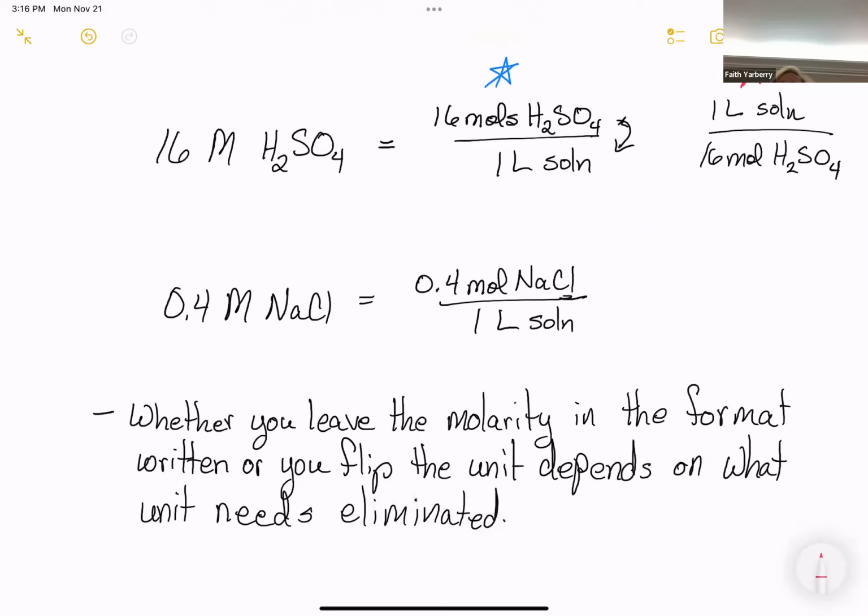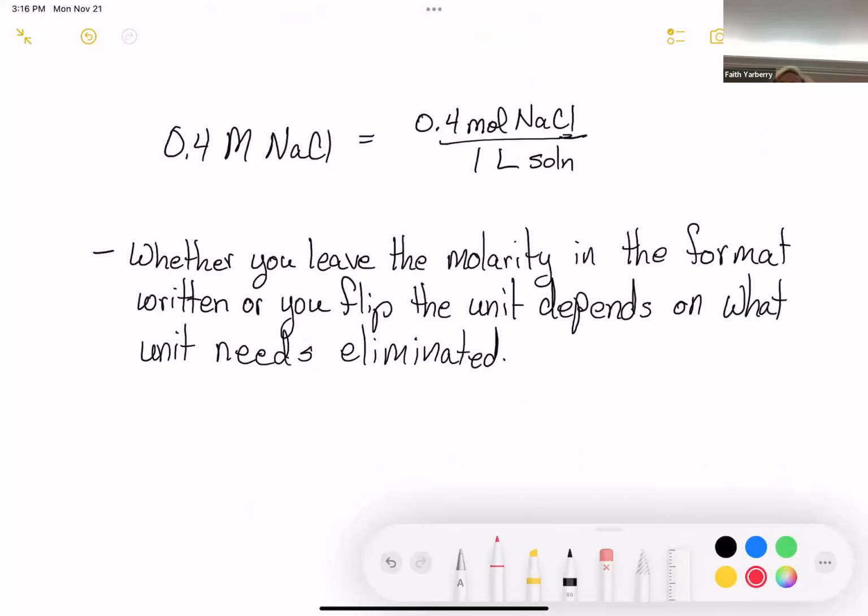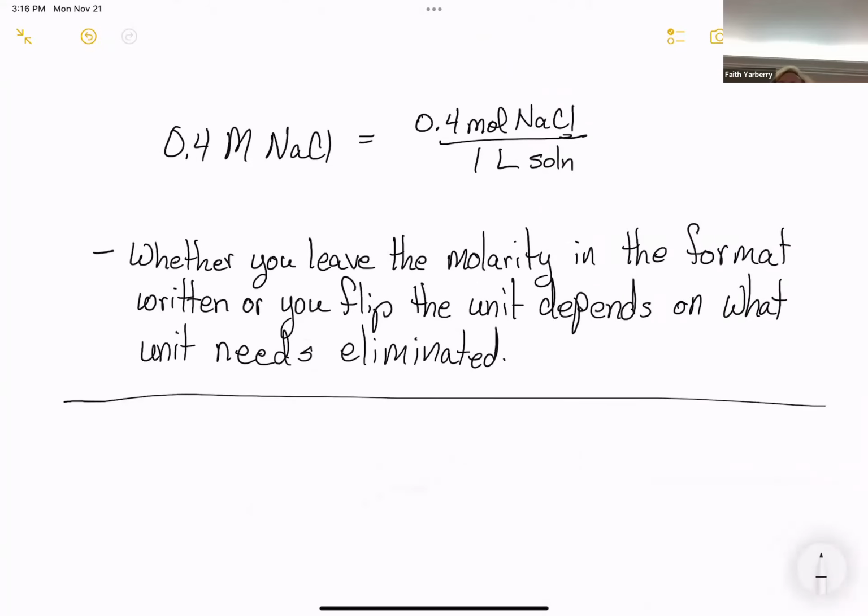Now notice once I flipped this conversion factor, I literally did the entire thing as a flip. The 16 moles stayed as 16 moles, whether it's in the numerator or in the denominator. I flipped the entire thing over. So what we're going to do now is look at some conversions.